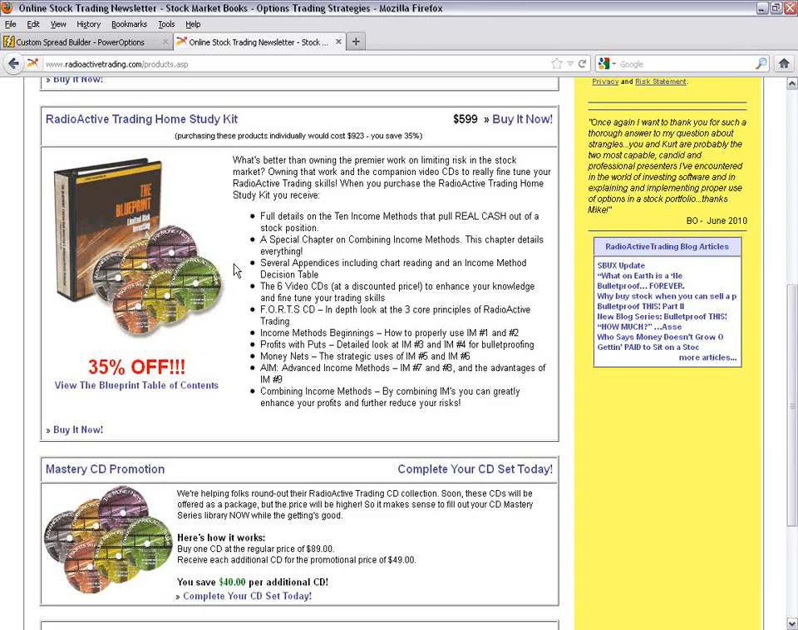So each CD covers one or two of the different income methods. For example, there's the Fort CD we talked about. Income Methods Beginnings is focused on income methods number 1 and 2. Profits with Puts looks in detail at income method number 3, and one of my favorites, income method number 4. The Money Net CD 5 and 6, those are the nested spread trades. Advanced Income Methods covers number 7 and 8, which are best used in a neutral market, and then number 9 as well, and combinations, 9 and 1, 9 and 6 if the stock moves against you.